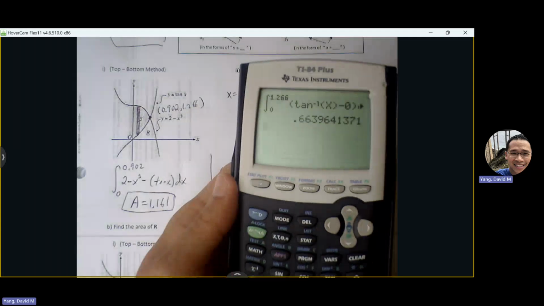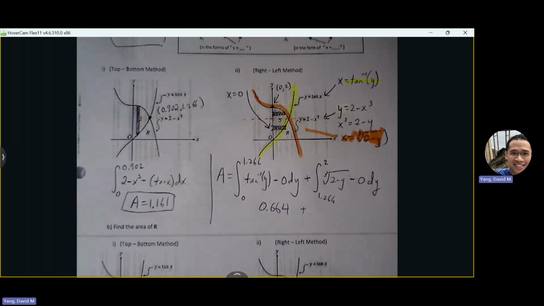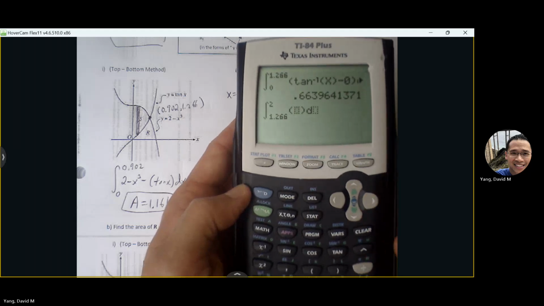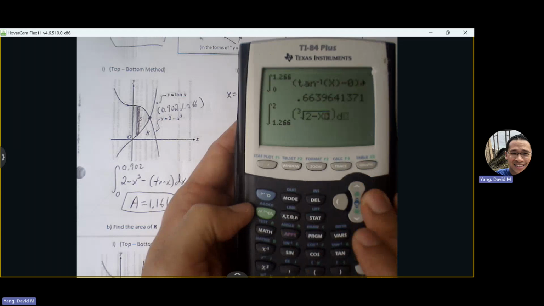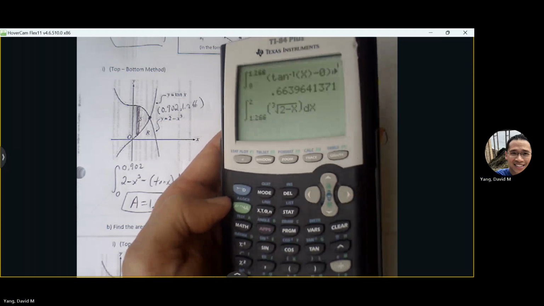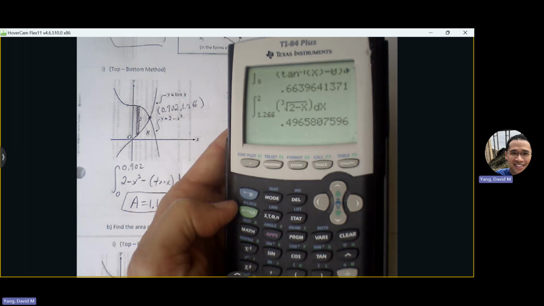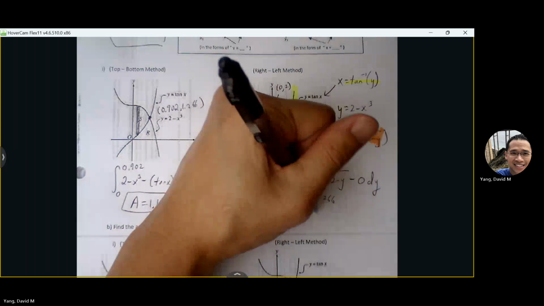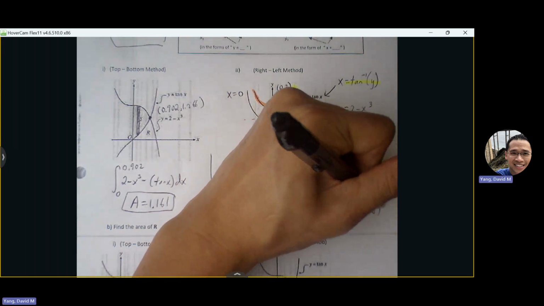And I'll do my other region here. So my other region is, again, math 9. My bounds are now from 1.266 to 2. Math 4, cube root of 2 minus x dx. .4965. You should get the same area.